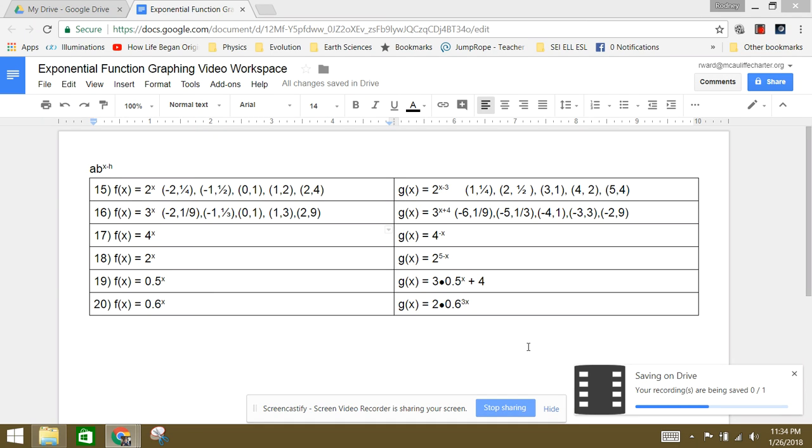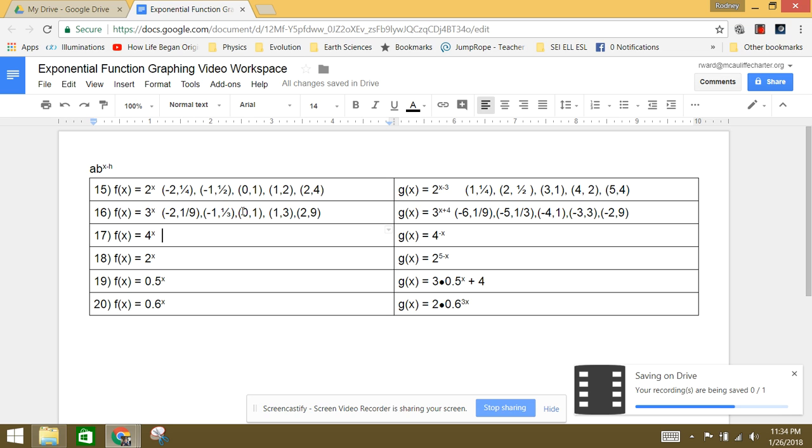I'd like to talk to you about number 17 now. So number 17, we have a pretty simple base function. I encourage you to pause the video and just work out a table of values for -2 through +2 for x on this one, and see that you can get that base function graphed.